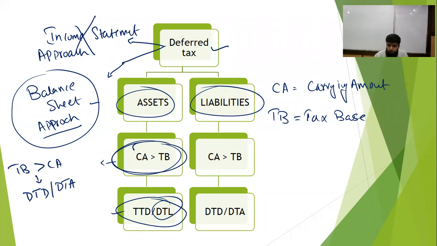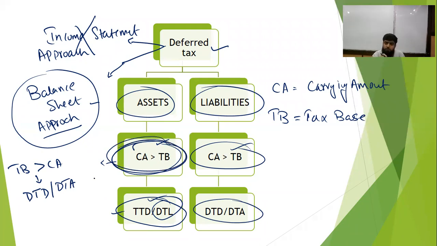And the opposite rule applies for liabilities. For asset, what was the rule? Carrying amount is greater than tax base, recognize taxable temporary difference. But in case of liabilities, if carrying amount is greater than tax base, recognize it as a deductible temporary difference. Memorize only that one rule, and you will definitely learn all the rest of the rules.